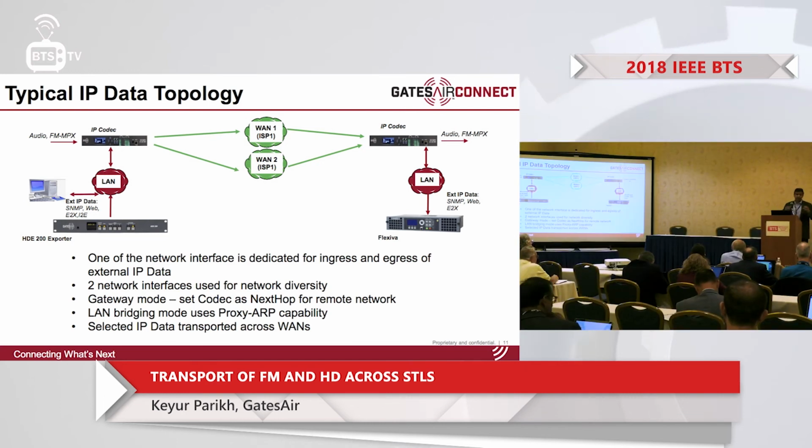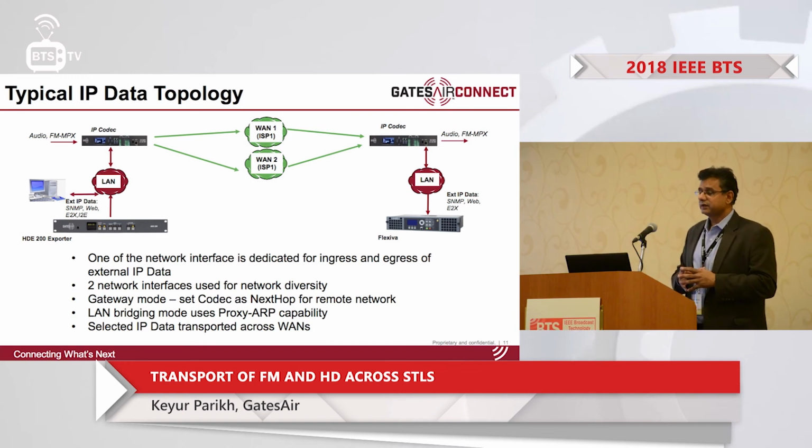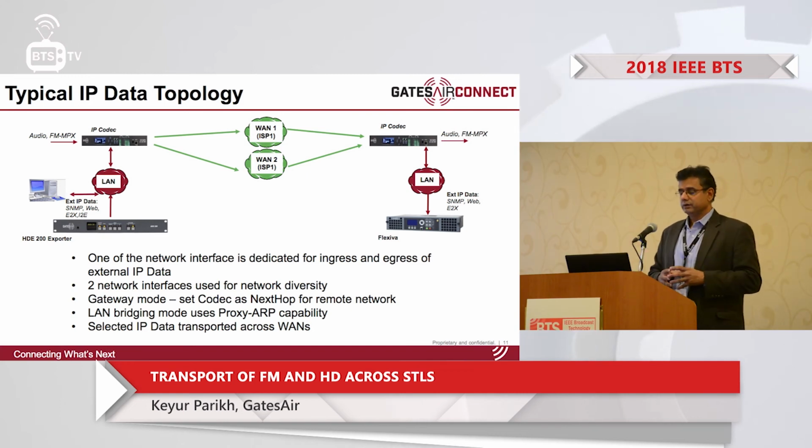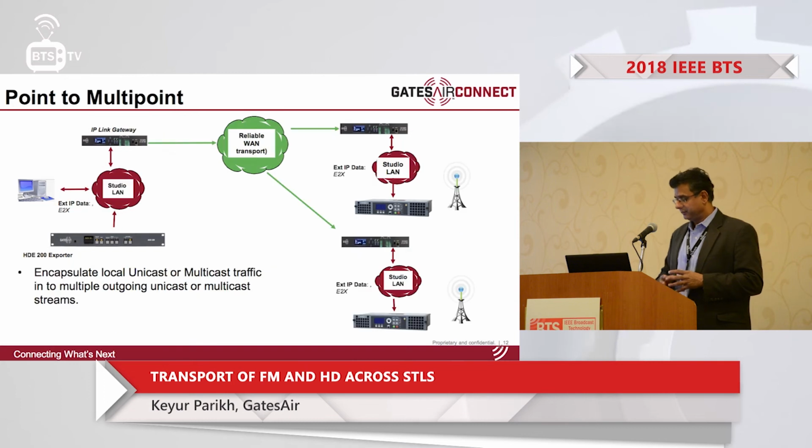But if you want to send multiple other traffic flows in the same point-to-point tunnel, you can do that by playing around with the net mask. And these tunnels are bidirectional, so it's not just in studio to transmitter side. If you have traffic coming back in the other direction, you can create a tunnel in the other direction as well. So it's a generic tunneling capability that's built into the codec platform.